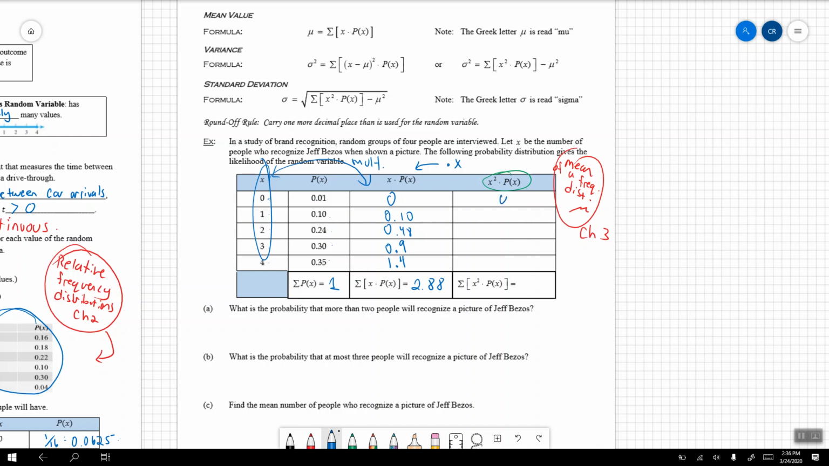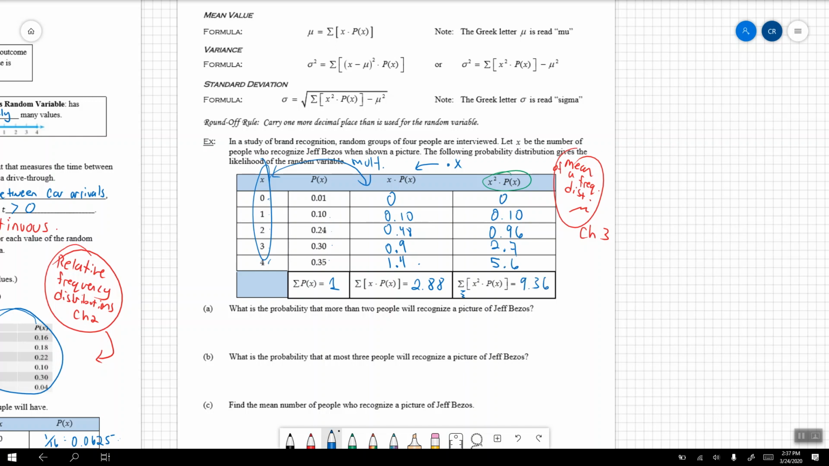0 times 0 still gets us 0. 1 times 0.10 still gets us 0.10. 2 times 0.48 should get us 0.96. Then we take 3 multiplied by 0.9, that's going to get us 2.7. And then we take 4 and multiply by 1.4, and we should get 5.6. Finally, we take sigma of all this, in other words, we add to get 9.36.